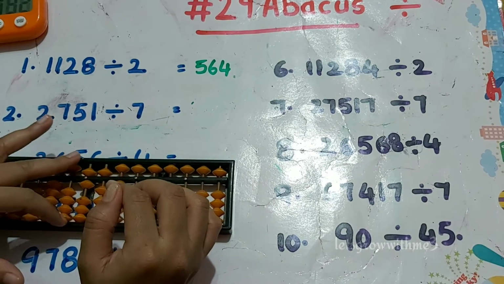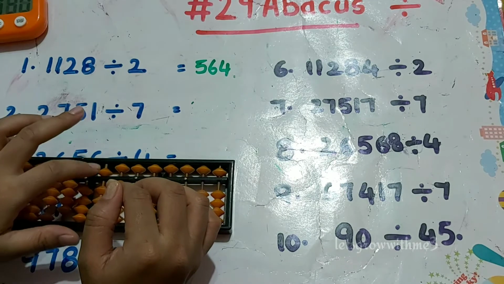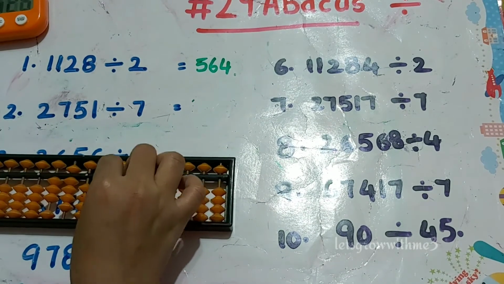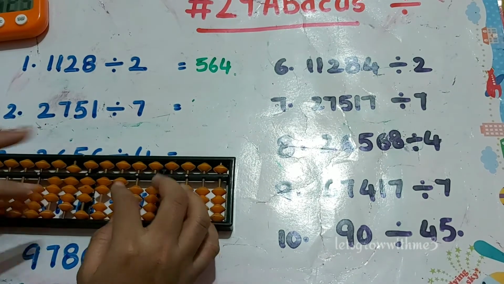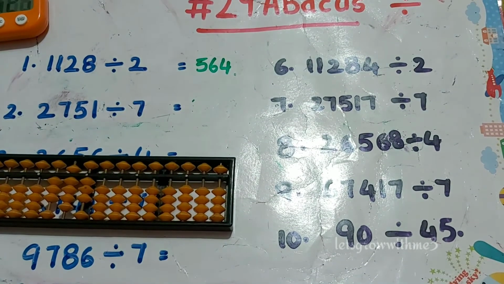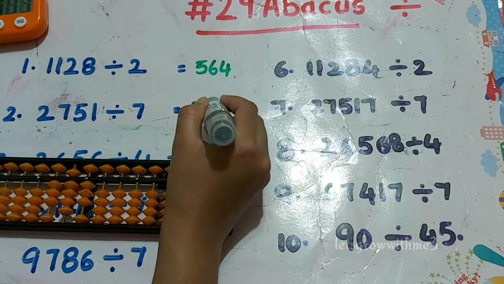Now the dividend is 65, which is 7 9s are 63. So subtract 63 from 65. Now the dividend is 21. So 7 3s are 21, subtract 21. Then the answer is 393.